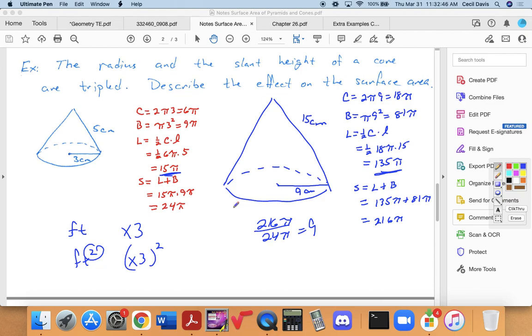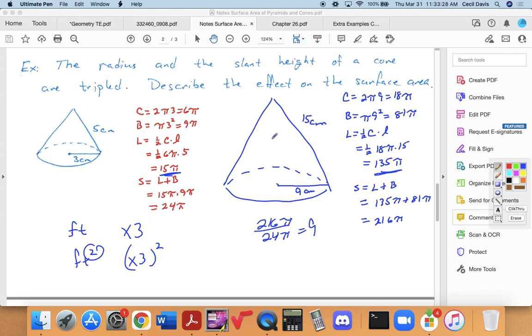What do you mean the area gets squared? Like the new area of the base? No. This new area is 9 times bigger than the old area. This new lateral area is 9 times bigger than the old lateral area. This new surface area is 9 times bigger than the old surface area. Every one of them is 9 times bigger because it's area, and what we did to the lengths was multiply by 3.